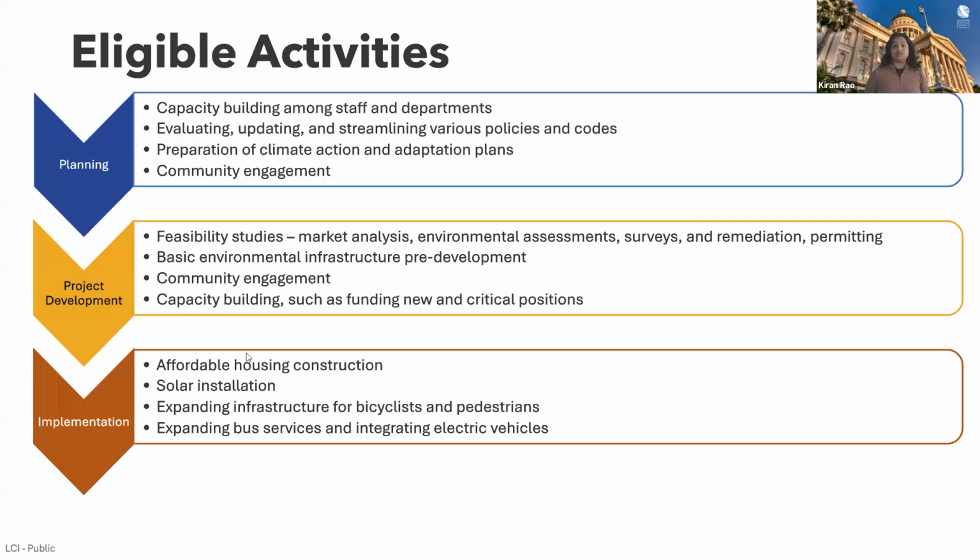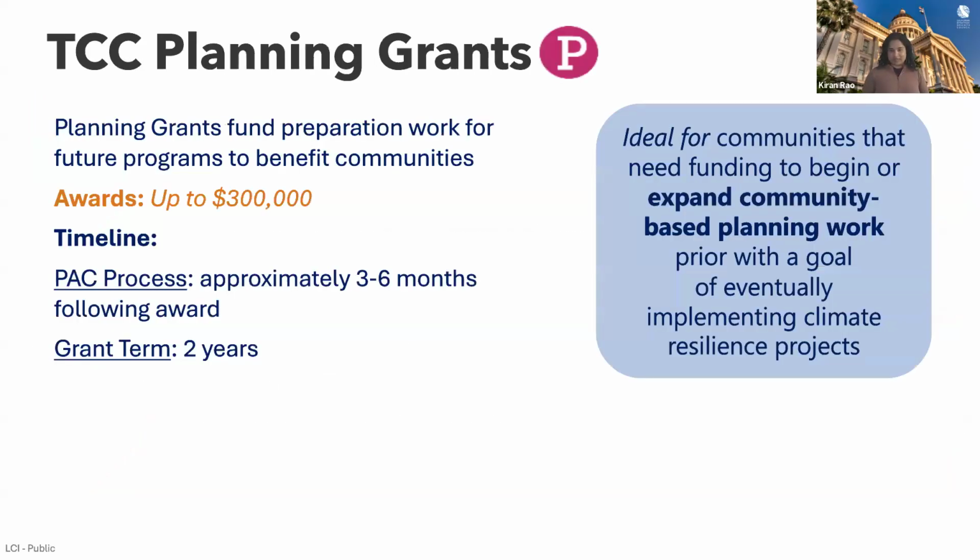Implementation activities focus on delivering projects on the ground, such as affordable housing construction, solar installations, expanding bicycle and pedestrian infrastructure, and improving transit services, including electric vehicle integration. Eligible activities by grant type are also included in the guidelines. Now to get into the three types of TCC grants. First grant type we have is the planning grant.